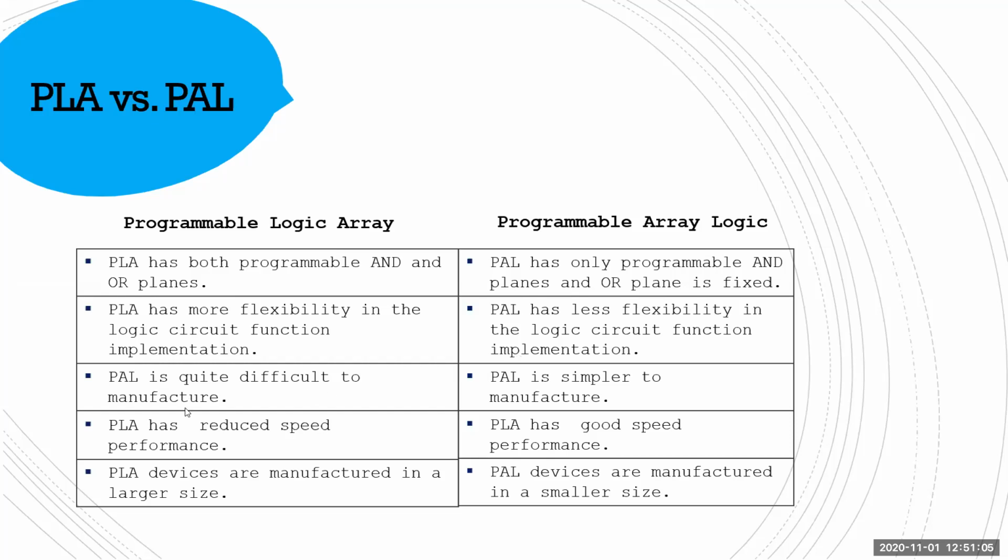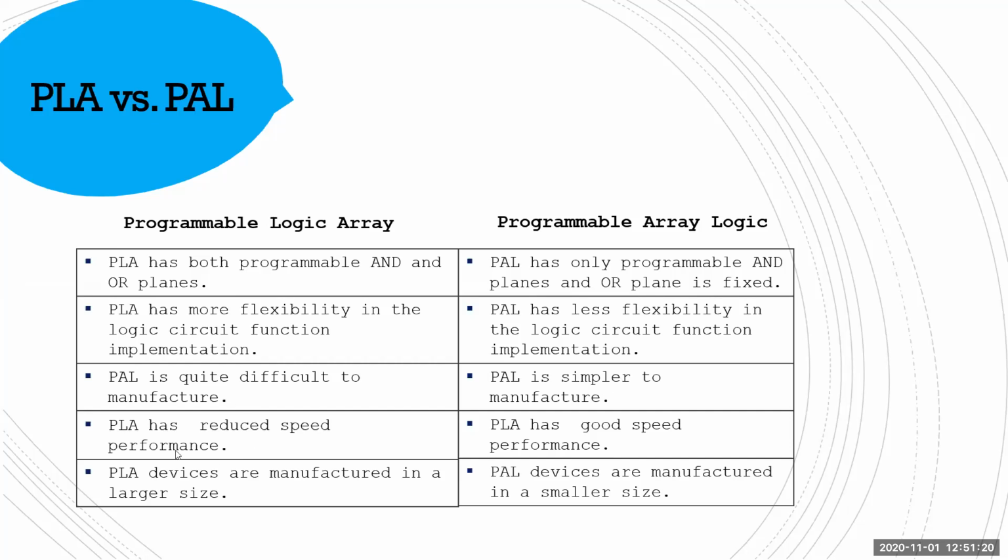PLA is quite difficult to manufacture, obviously, because this is the disadvantage of this one. Because this is more flexible, it has more fuses, and it has an AND plane and an OR plane. Both of them are programmable. So it is difficult to manufacture. PAL is simpler to manufacture.